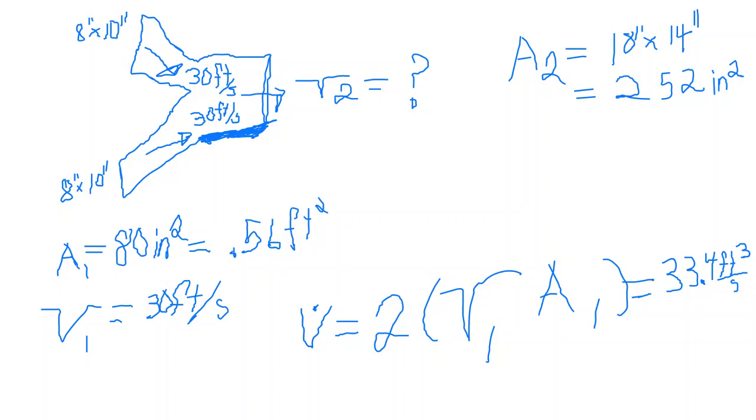All right, now we need to convert that to feet. So that is equal to 1.75 feet squared. Now you already know what to do next. V2 would then equal V dot over A2. And that is, go.